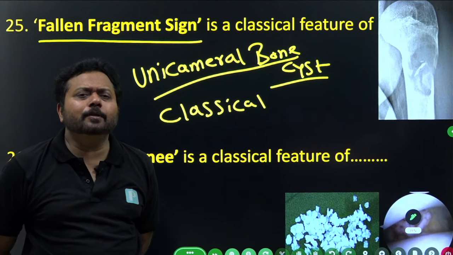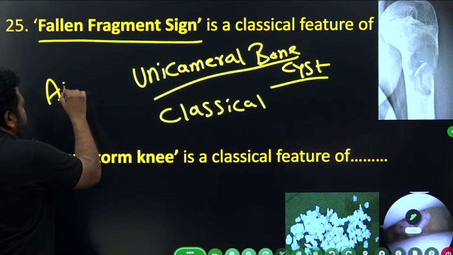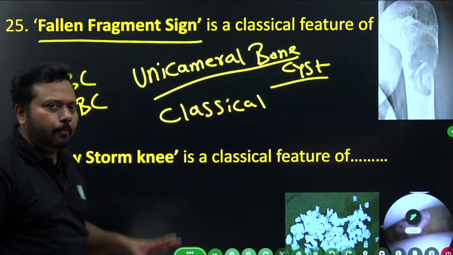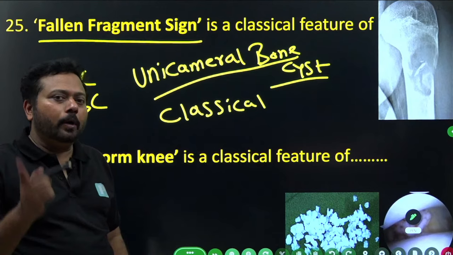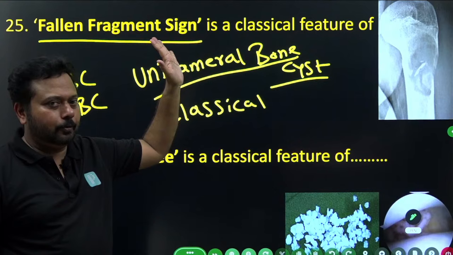Okay, there are two types of bone cyst. One is aneurysmal bone cyst, ABC. Another type is unicameral bone cyst, UBC. Unicameral bone cyst is the most common bone cyst that happens in a child, so it's called classical bone cyst. Only in unicameral bone cyst will you get that fallen fragment. Don't get confused. Okay, very clear.